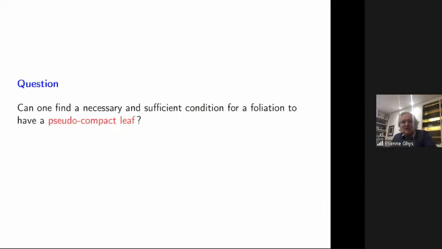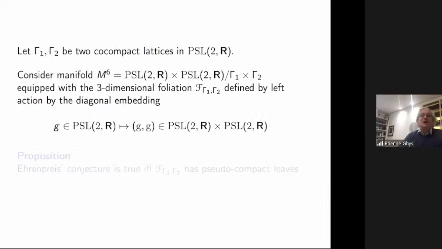Now let's go to this question, and I will make it more precise later on. Can one understand which foliations have these kinds of pseudo-compact leaves? Can we find a necessary and sufficient condition for a foliation to have such a pseudo-compact leaf? I have no complete answer, but I will provide some more precise questions in a moment. So let me rephrase the question of Ehrenpreis using this vocabulary of pseudo-compactness.